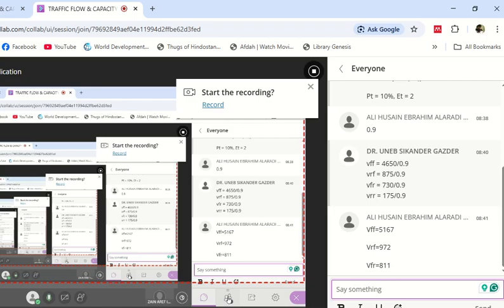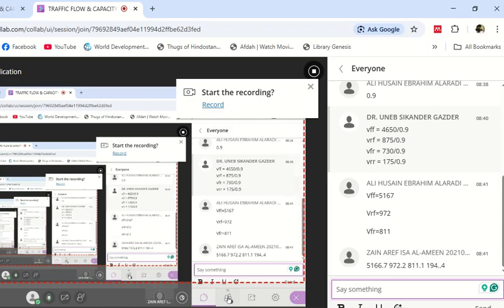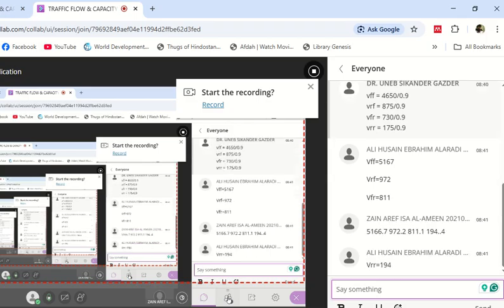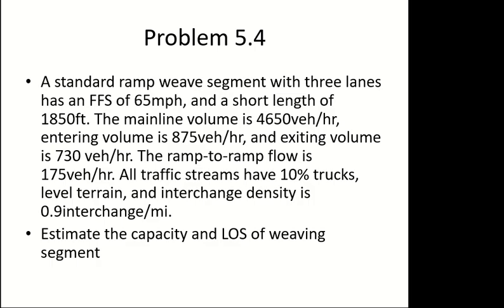Good, and the last one. Okay, so we have these values and all of them are in passenger cars per hour, keep in mind. So we can move on now.